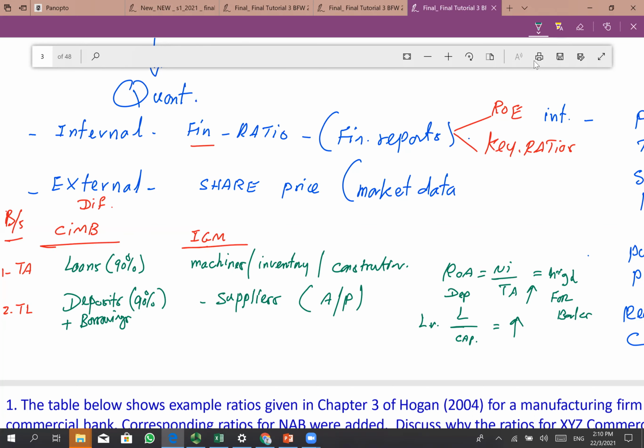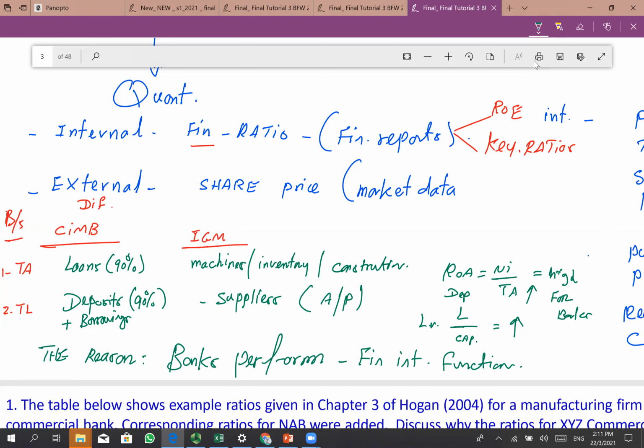So bottom line, we cannot compare between the two. The reason is that banks perform something called, and this is the keyword, the financial intermediation function. Having said that, let me go now to problem number 1.